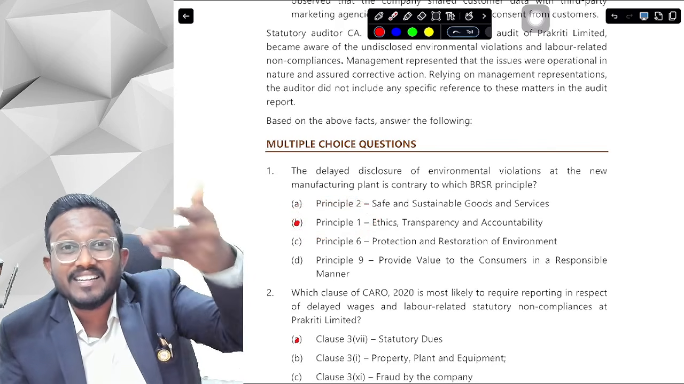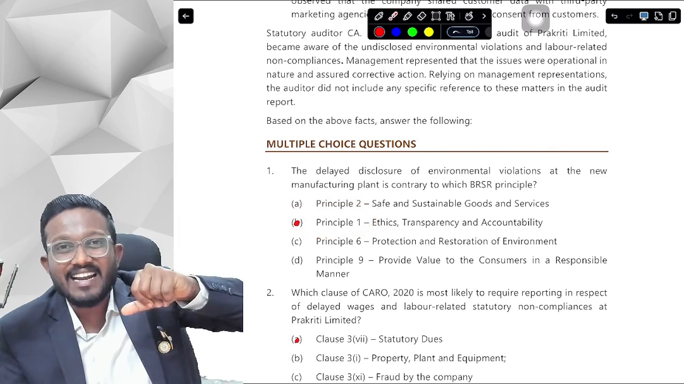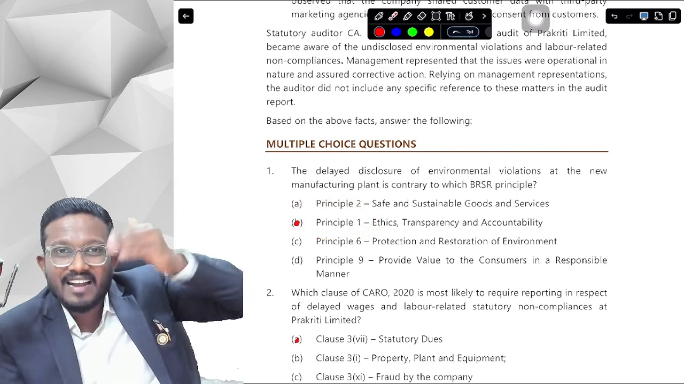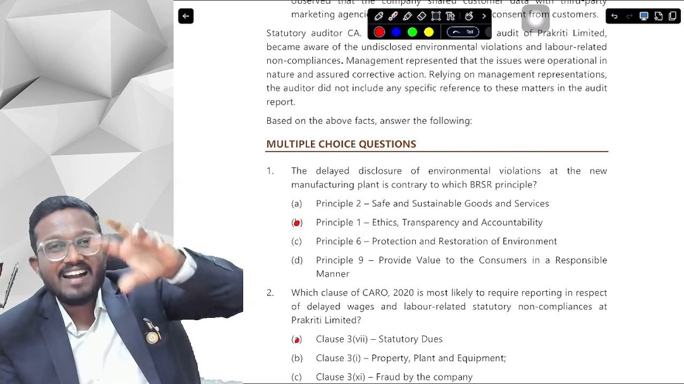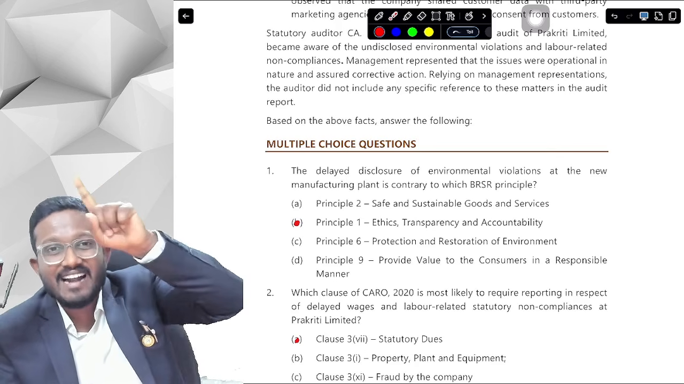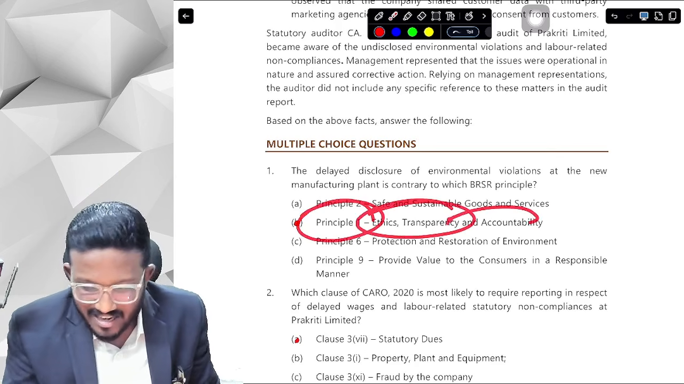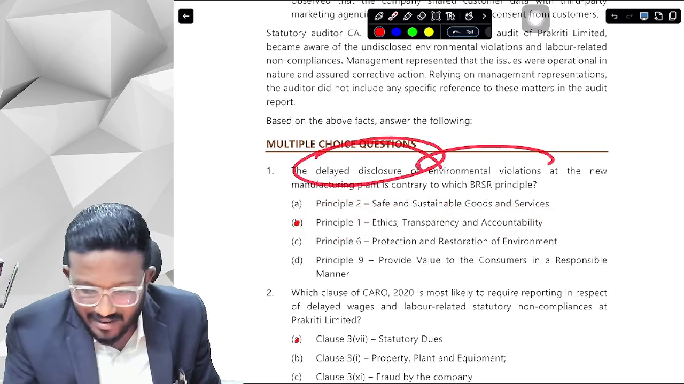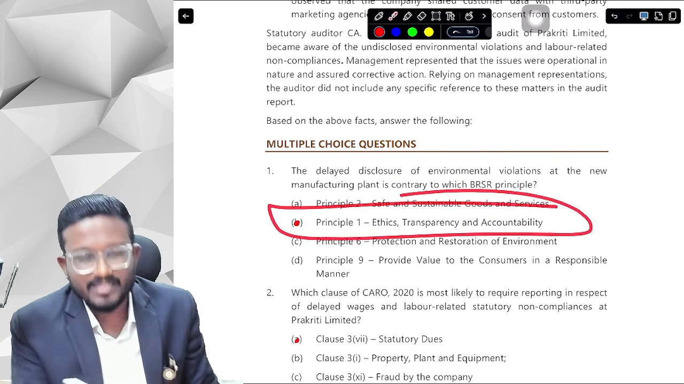Ethics and transparency. We have discussed in the memory technique that I have already made a new technique for learning 9 principles of our BRSR, and in BRSR the first one was ethics and transparency. So principle number 1, ethics, transparency and accountability. We were not transparent regarding the environmental violation, so we have violated this principle number 1.